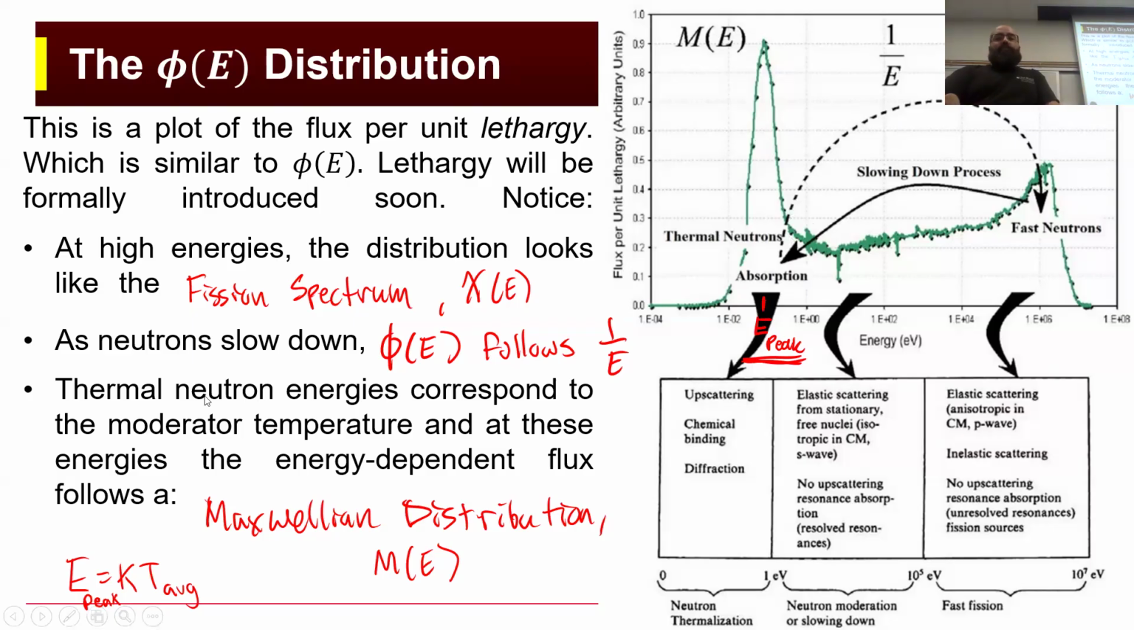So if the energy of that peak corresponds to the average temperature of my reactor, then how do we think this distribution would change if we were to raise the temperature of the reactor? Like if the temperature of this reactor was at 500 Kelvin, and then we raised it to like 1,000 Kelvin, how do we think this distribution would change?